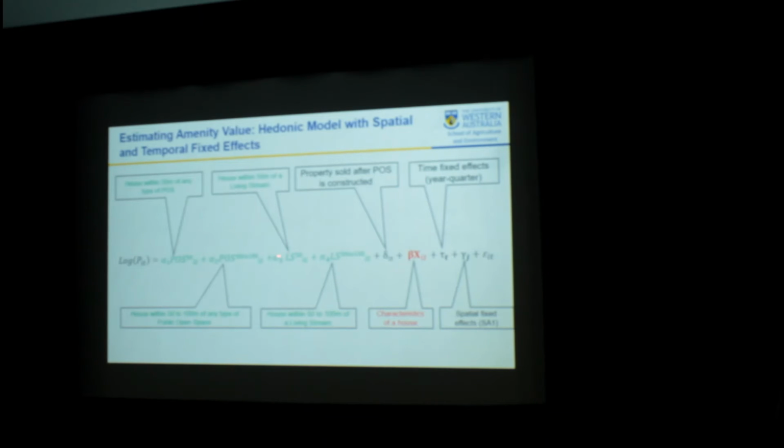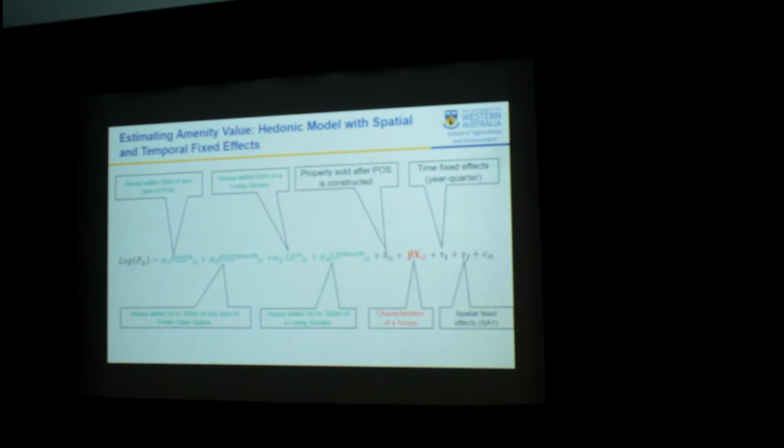house within 50 meters of living stream, and it kind of overlaps, because some of those would also be within 50 to 100 meters of any public open space, or living stream, which also overlaps with this. I guess I didn't include this activated variable. No, I didn't include it. Anyway, property sold after POS is constructed.